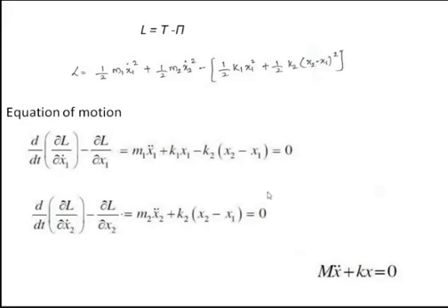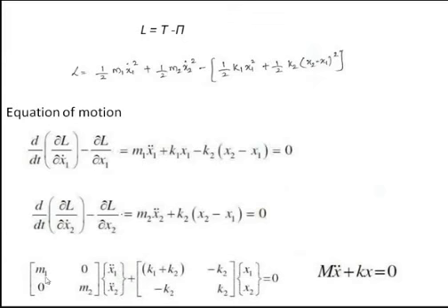Writing these two in matrix form, I'll be getting the matrix [m1 0; 0 m2] times [x1 double dot; x2 double dot], taking only these two terms first, plus the matrix [k1 plus k2, minus k2; minus k2, k2] times [x1; x2] is equal to 0. I can represent it as m x double dot plus k x is equal to 0. This will be the equation of motion for the spring mass system shown.